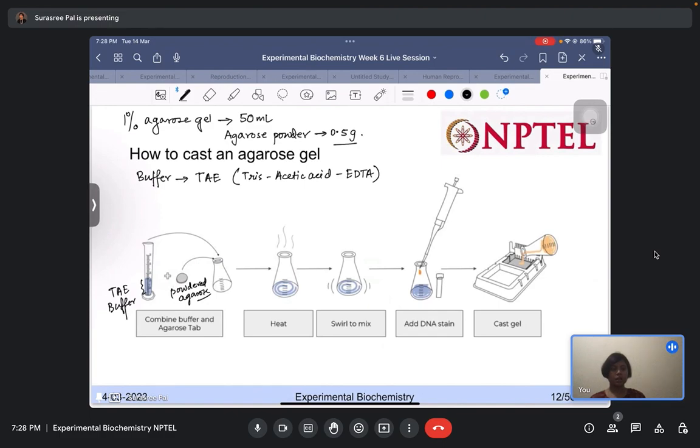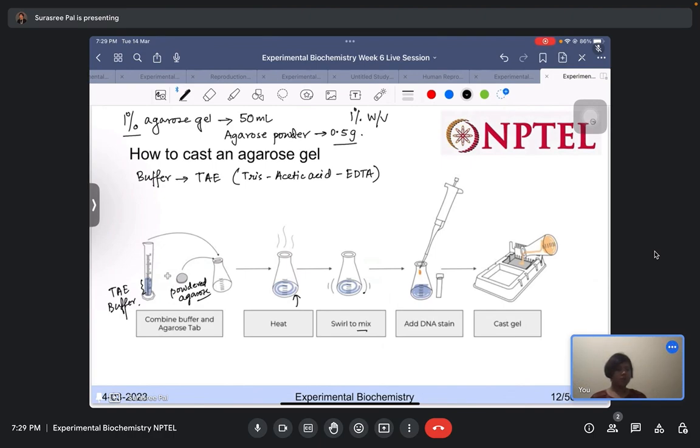So this is basically 1% weight by volume. Therefore we will actually weigh 0.5 grams of agarose powder, and we will mix it with the TAE buffer. Then we will heat the solution. Once we heat the solution, this agarose powder will melt and form a liquid. So we mix the liquid properly, we swirl it to mix the liquid, and then we add a stain or a dye.